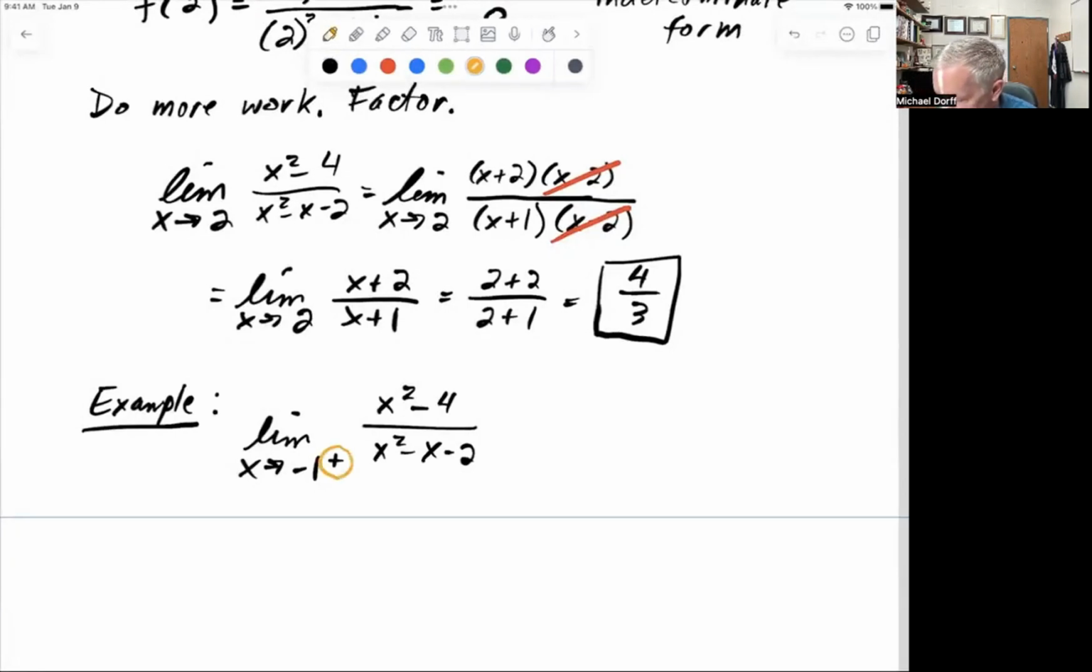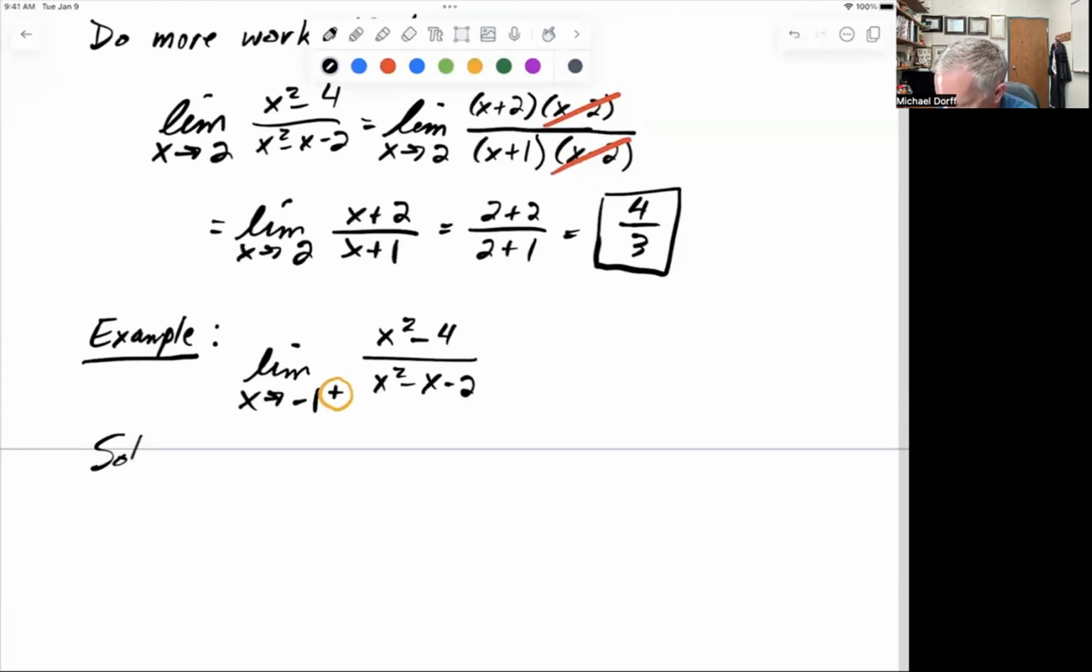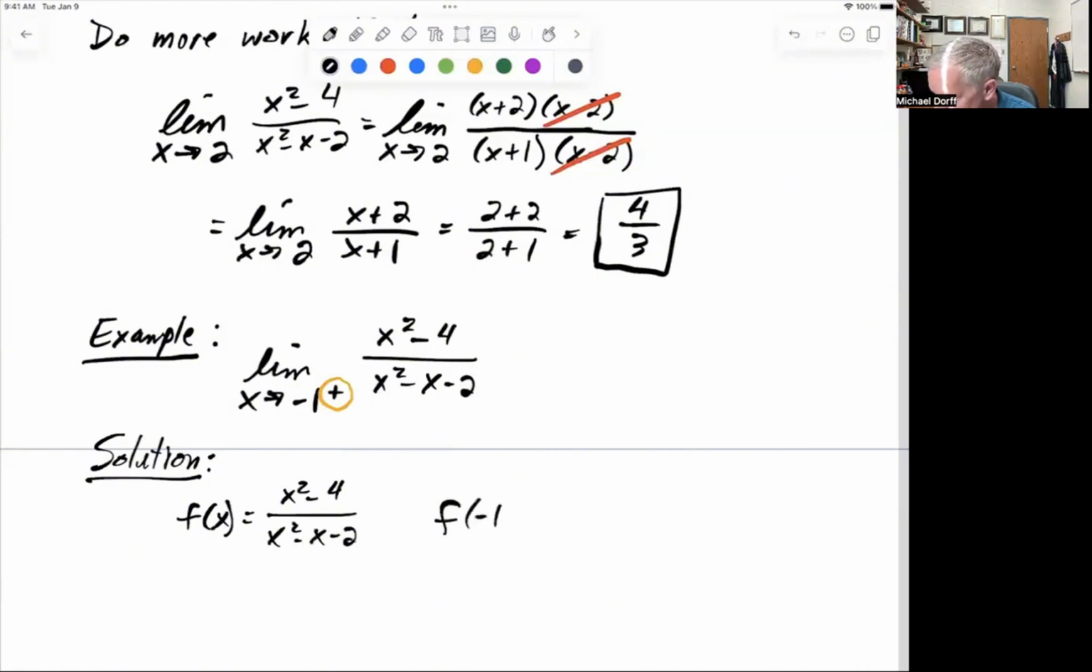Remember what that means is I'm taking numbers a little bit larger than -1. I'm approaching -1 from the right side. This is called a right-hand limit. So if I do my direct substitution here, I've got my function again, f of x is x squared minus 4 over x squared minus x minus 2. And I'm going to look at the limit as x approaches -1.